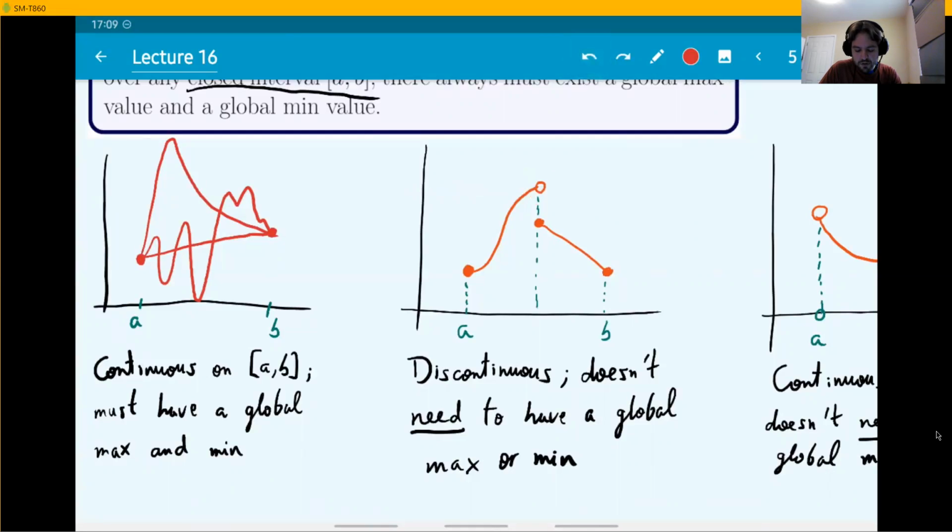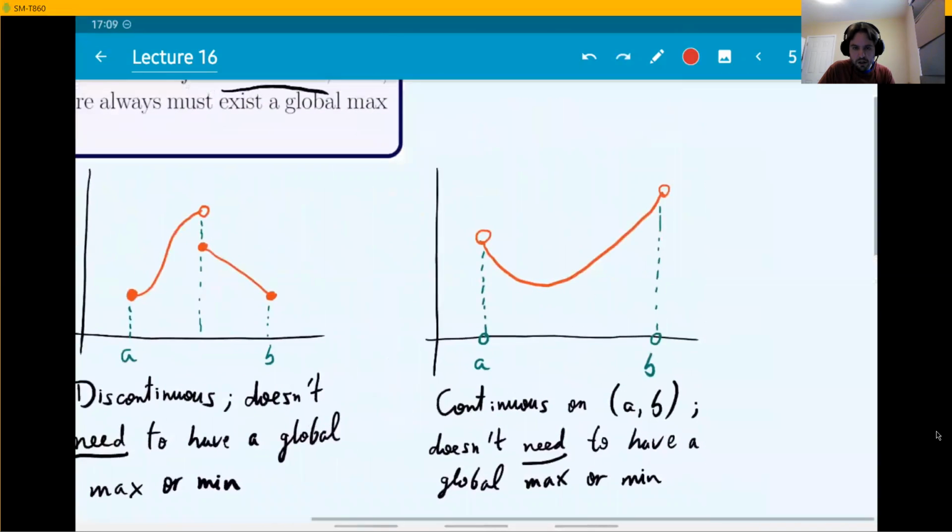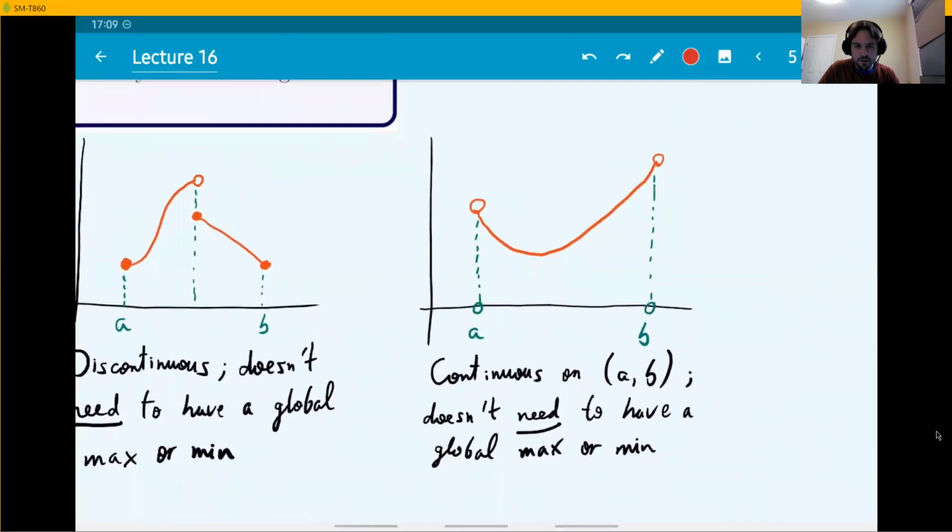So if you have a discontinuous function, it's possible to not have a global max or min inside of an interval like this. And finally, also illustrating here the importance of the interval being closed. This time I have a continuous function, but only on the open interval a to b, and it obviously does not have a global max because, well, it wanted to be that point up there, but when it got to there, there was no value for the function because it was not defined at b. So this function does not have to have a global max or min, even though it does have a min in this case, but no max.